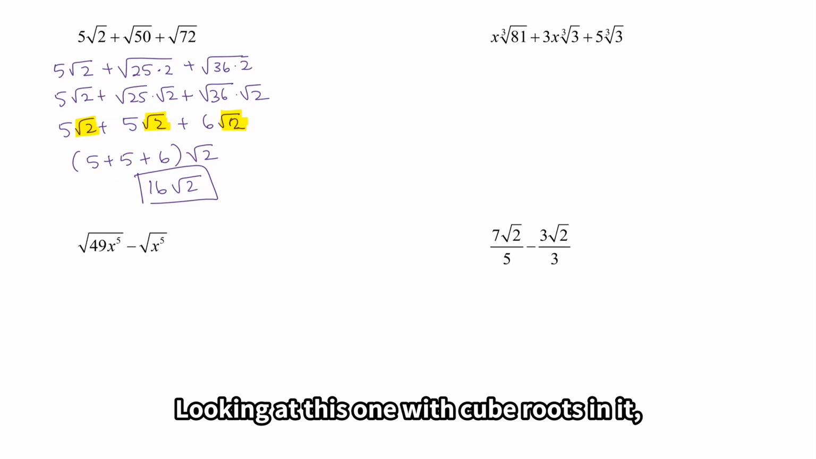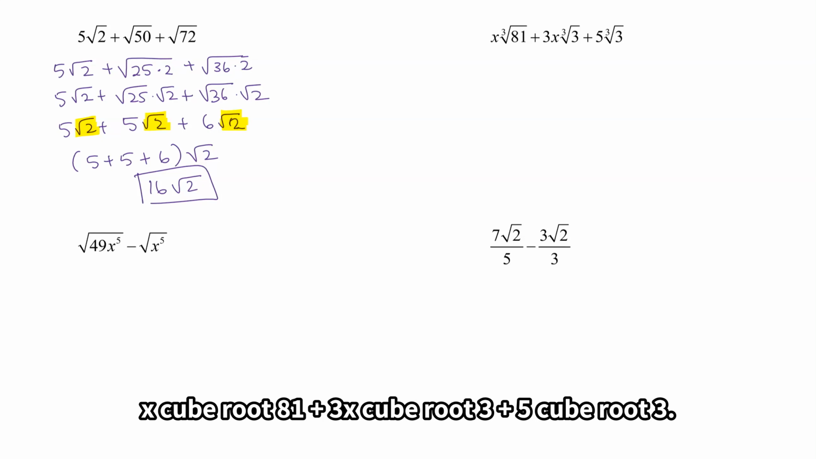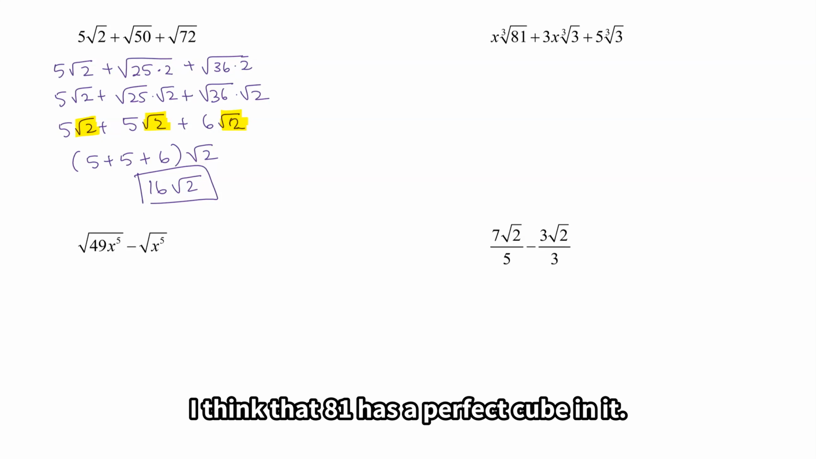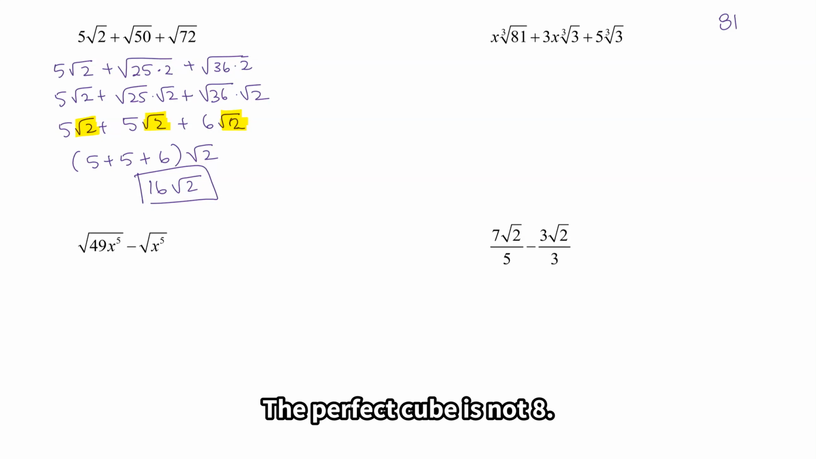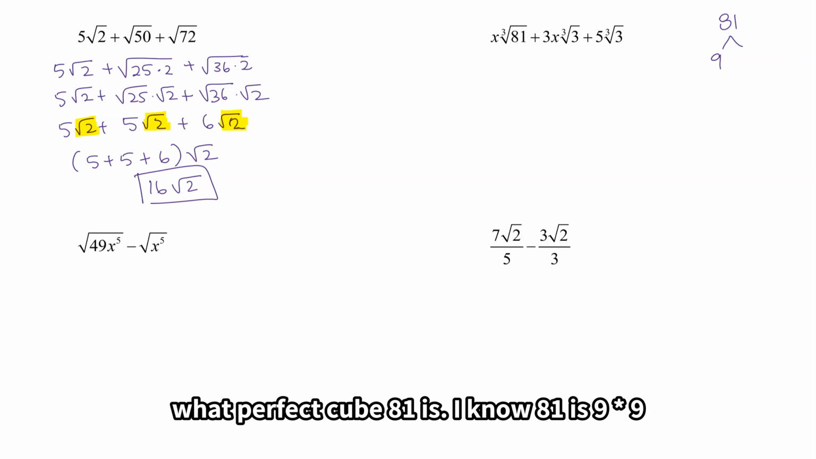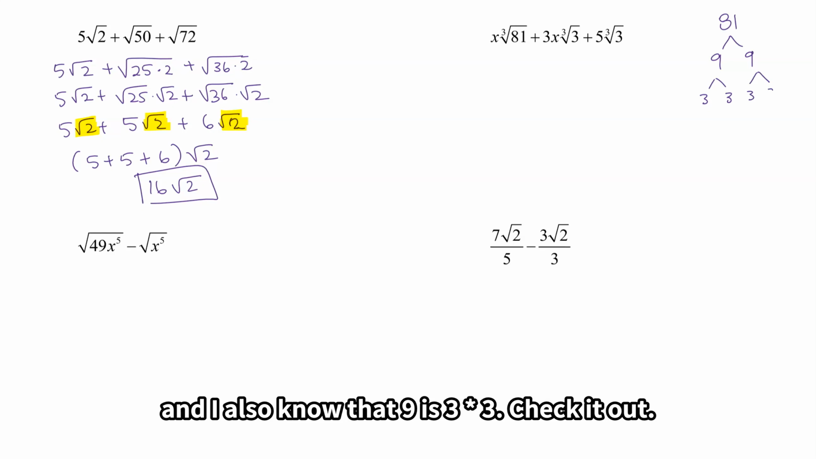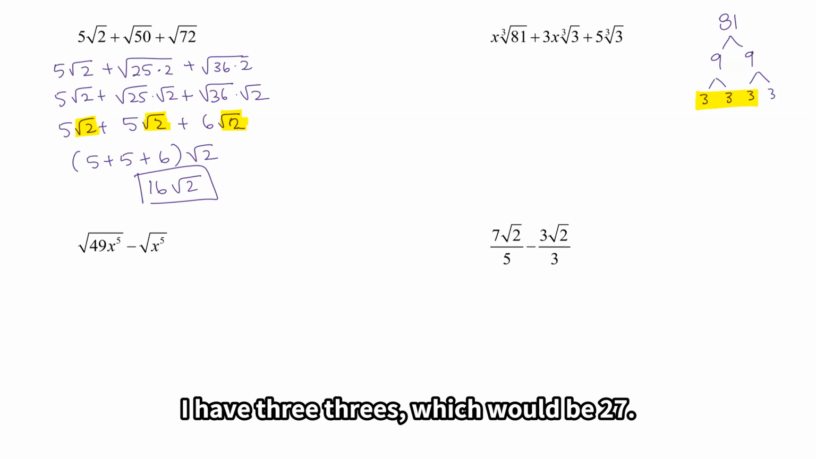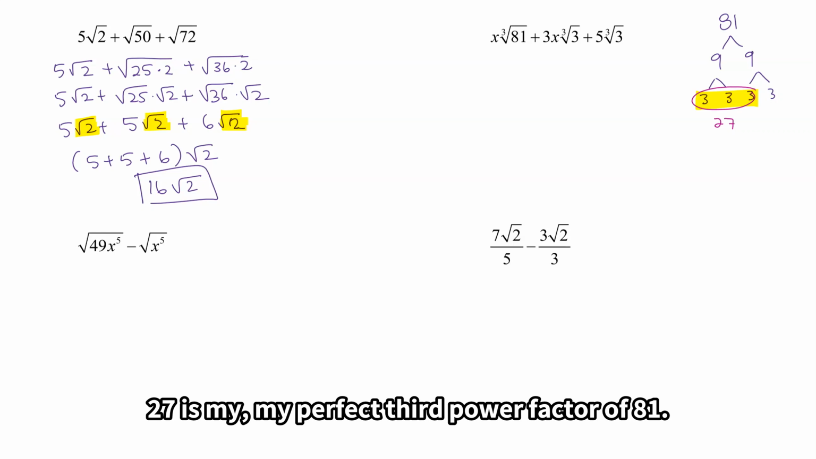Looking at this one with cube roots in it, x cube root 81 plus 3x cube root 3 plus 5 cube root 3. I think that 81 has a perfect cube in it. But that perfect cube is not 8. So let's see if we can find out what perfect cube 81 is. I know 81 is 9 times 9. And I also know that 9 is 3 times 3. And check it out. I have 3 3s, which would be 27. 27 is my perfect third power factor of 81.